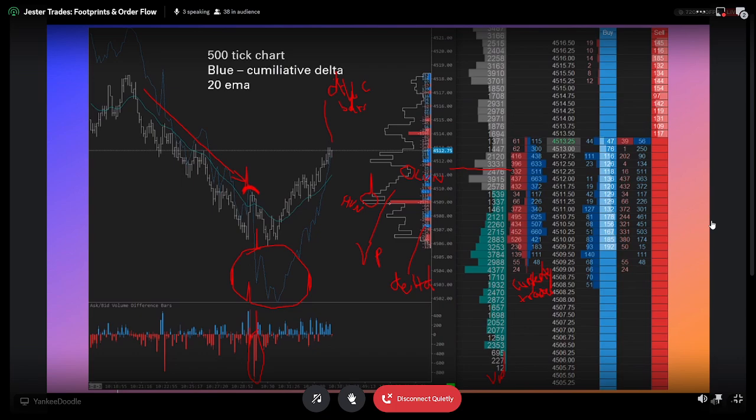I think the context here is pretty solid. I'd maybe, let me see how far it went up. Yeah, so you could wait for a pullback maybe and not chase right where it's at, because it is a little high.